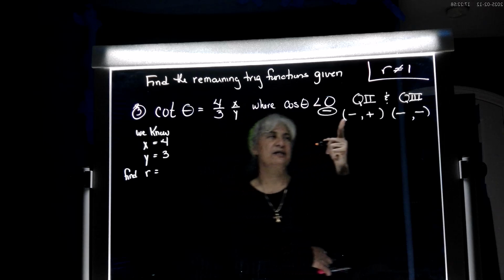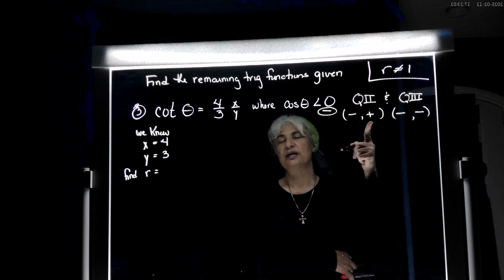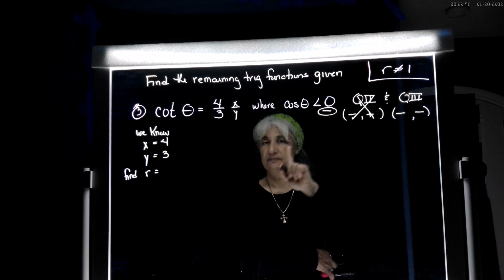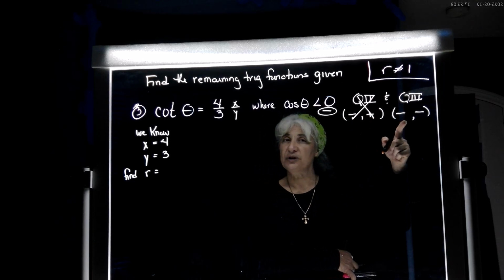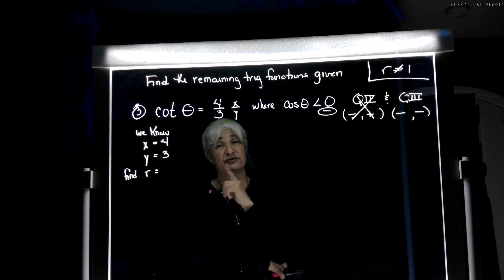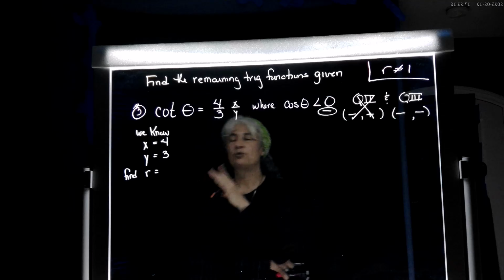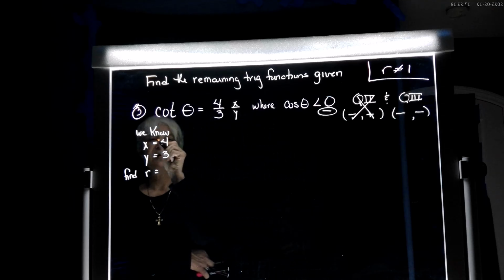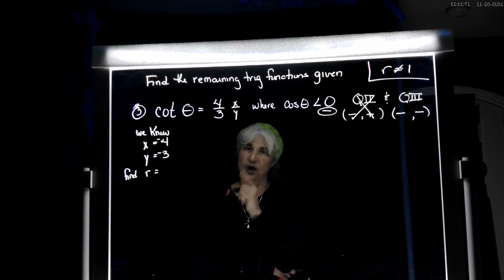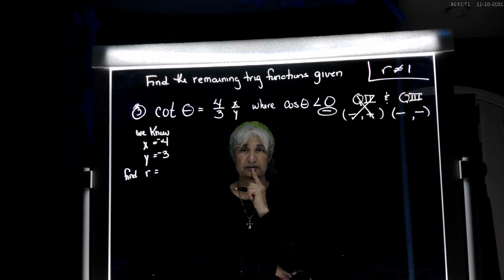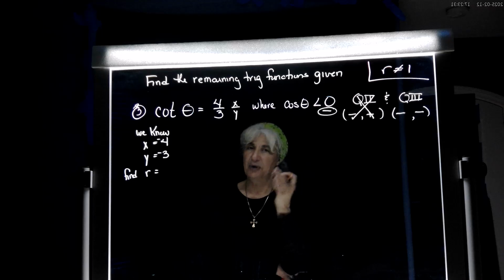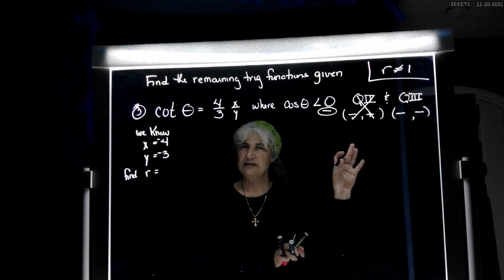Cotangent's x over y. If I take x over y in quadrant 2, does that give me a positive answer? No, it gives me a negative answer. In quadrant 3, if x is negative and y is negative, that means I get a positive answer, right? Right. So you're like, well, wait. That means x is negative and y is negative. It's exactly what that means. X is negative and y is negative. Are you with me? Good. Excellent. Because negative divided by negative is positive. Good job. Does that make sense?